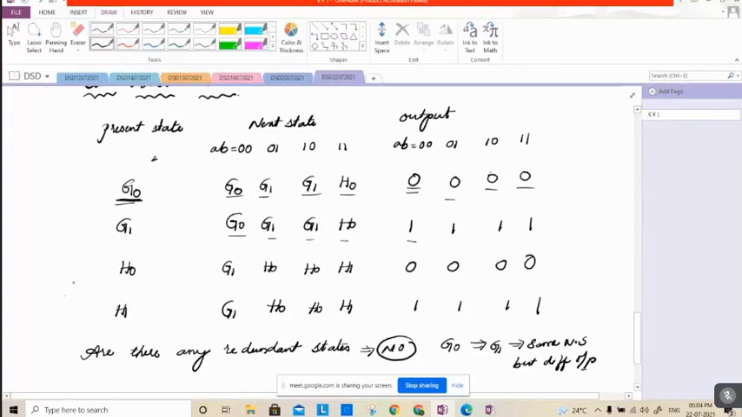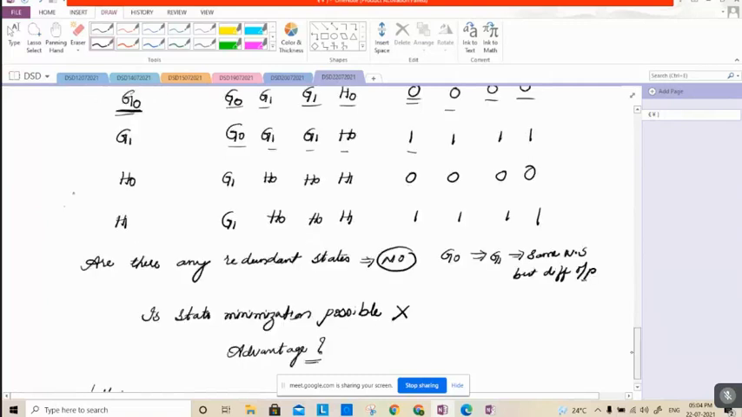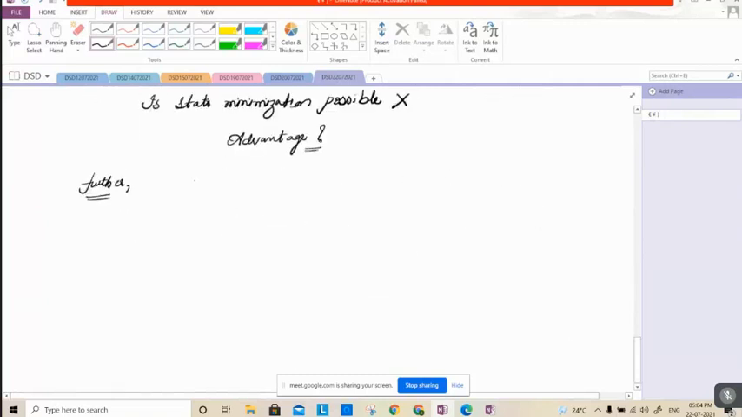How many flip-flops are required here? Two, sir. How many states are present here? Four states. Right, further implementation.